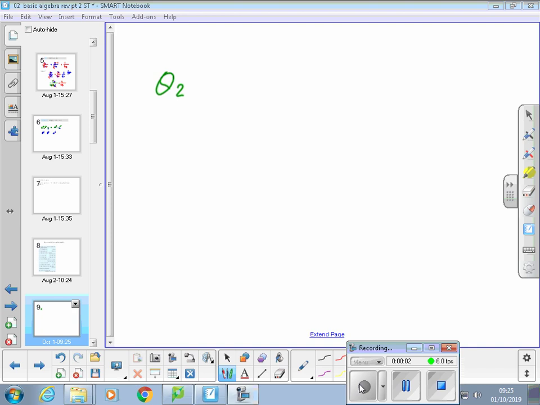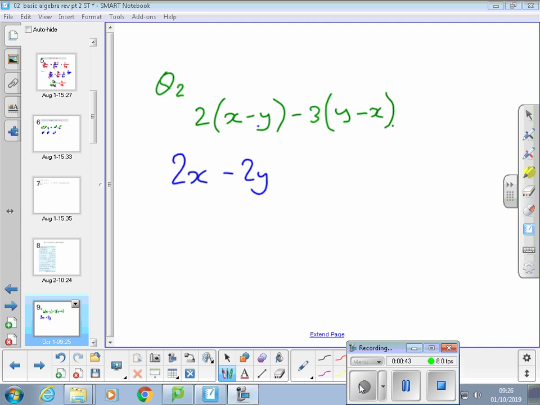We're supposed to be multiplying out the brackets of 2x minus y minus 3 brackets y minus x. The way to go about this is to multiply these brackets. So 2 times x is 2x. 2 times minus y is minus 2y. So that's that bracket multiplied out.